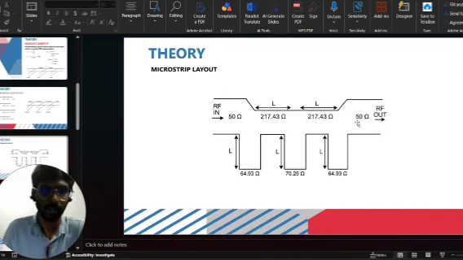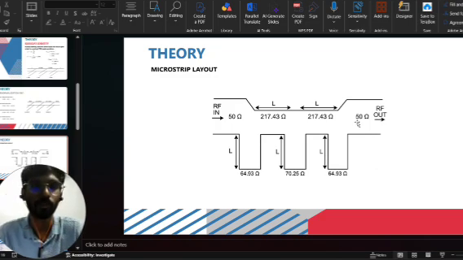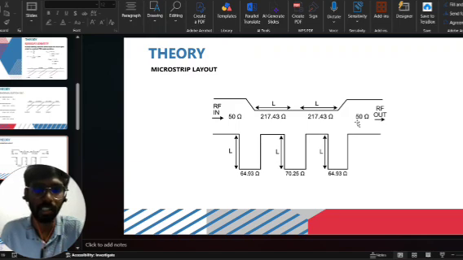Okay, so the next part is the microstrip layout. This slide shows the microstrip layout generated using ADS. The layout was synthesized using an FR4 substrate with dielectric constant of 4.7, thickness of 1.6 millimeters, and copper thickness of 35 micrometers. All the transmission lines have an electrical length of 45 degrees, while the widths correspond to the calculated characteristic impedance.